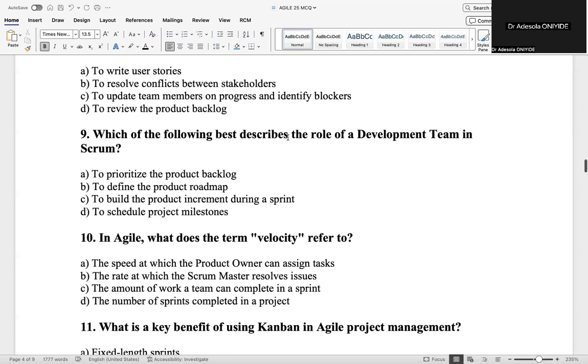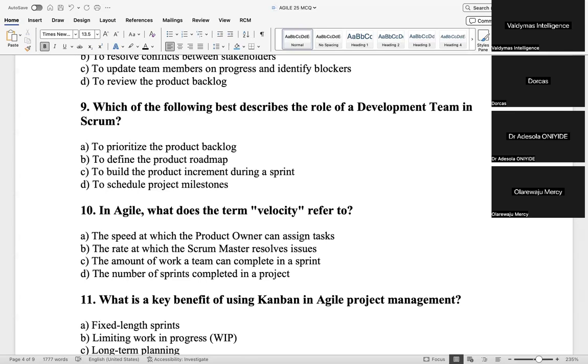Okay, number 10. I'm not sure if Mr. Charles is able to join again, right? In Agile, what does the term velocity refer to?